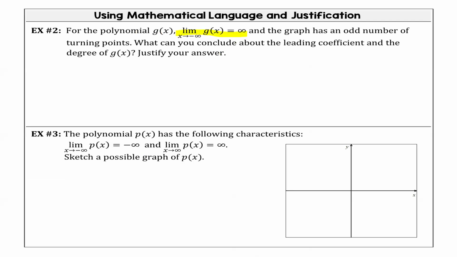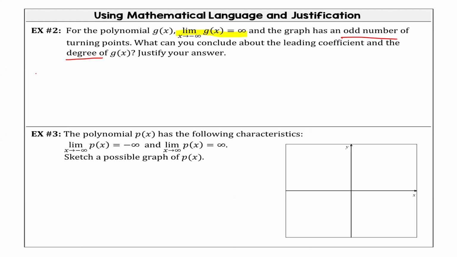Why is the degree even? The turning points is odd. So that's minus one. So if you do a little plus one, there we go. In terms of the degree, remember your number of turning points is your degree minus one. So if my turning points are an odd number, that means my degree has to be an even number.